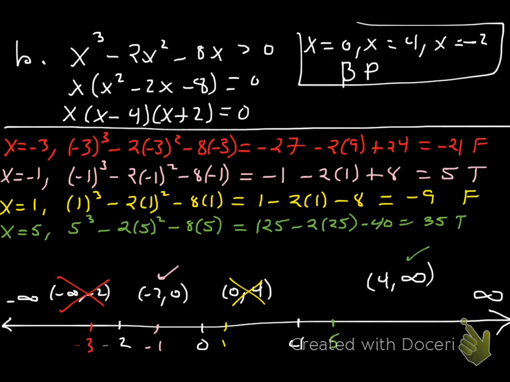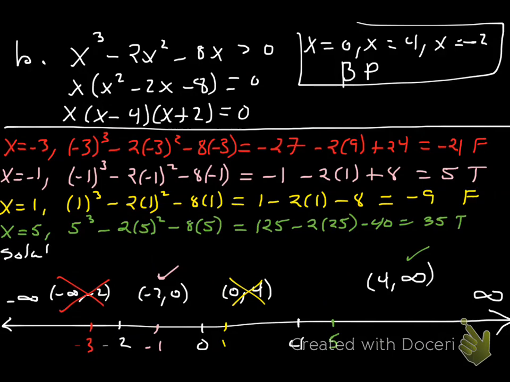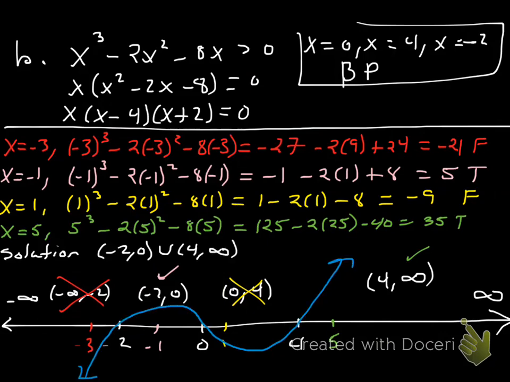So my solution is going to be the union of these two intervals that were true. Go ahead and write our solution. Negative 2 to 0, union 4 to infinity. And then we can go ahead and draw on the graph. So we started negative and we crossed at each one of our cut points or critical points, boundary points, whatever we want to call them.